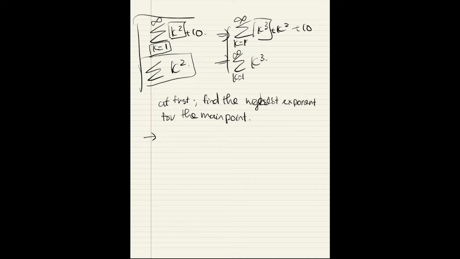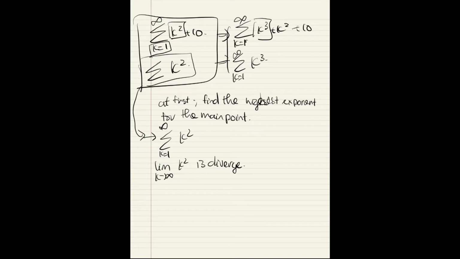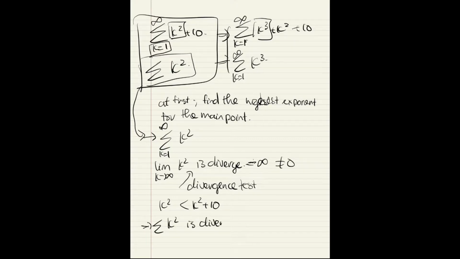So right now, let's do this equation for example. I know the series of k squared, k equal 1 to infinity, the limit as k goes to infinity of k squared is infinity, different than 0, so it diverges by the divergence test, and k squared is smaller than k squared plus 10, so the series of k squared plus 10 diverges based on the comparison test.